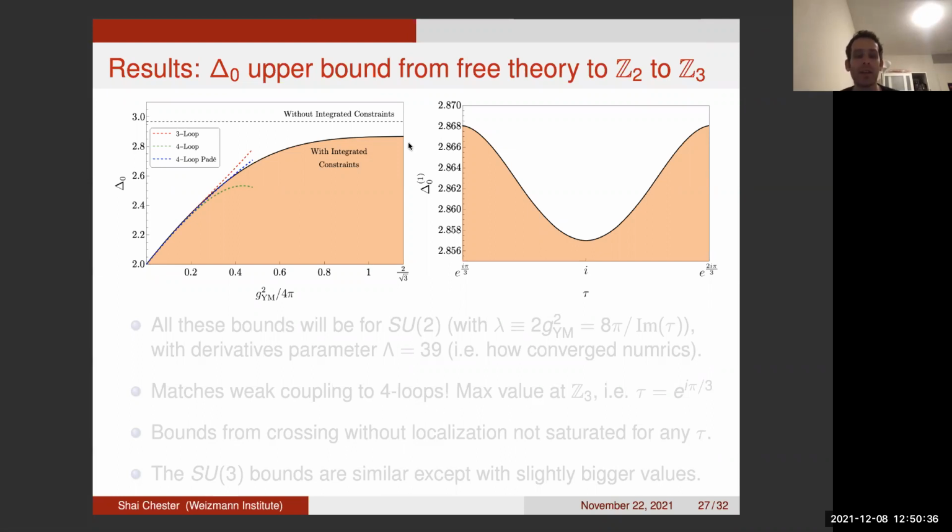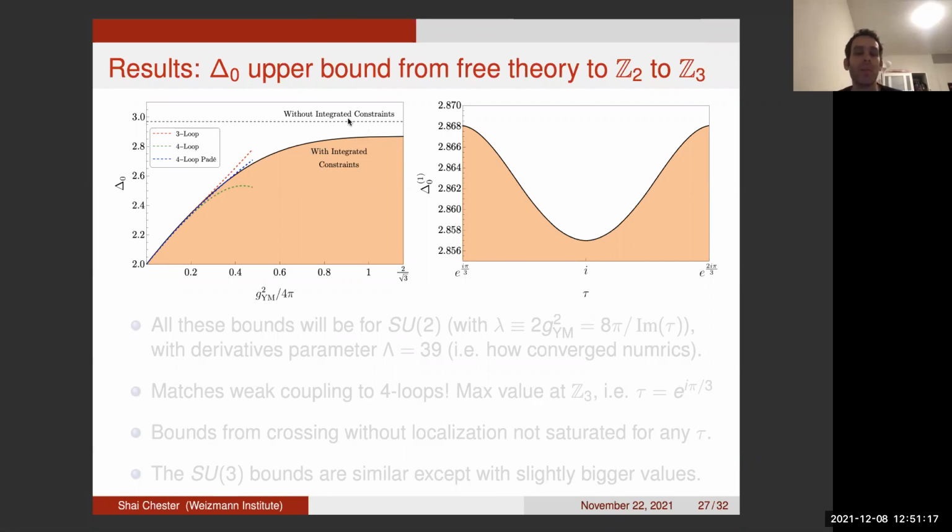On the left-hand side, we show the results of our algorithm on a certain slice of the fundamental domain. This is going from weak coupling on the left all the way up until the Z2 point. The orange is the allowed region, white is disallowed. The black line is our results with integrated constraints. The gray dotted line is Leonardo's results, although we redid his results just so that they would be done in the exact same context. So the gray dotted line is the results you would get without integrated constraints, but otherwise using the exact same parameters: same values of spin, same nmax, etc. And as Leonardo was saying, you notice that this gray dotted line does not touch the black line throughout the fundamental domain.